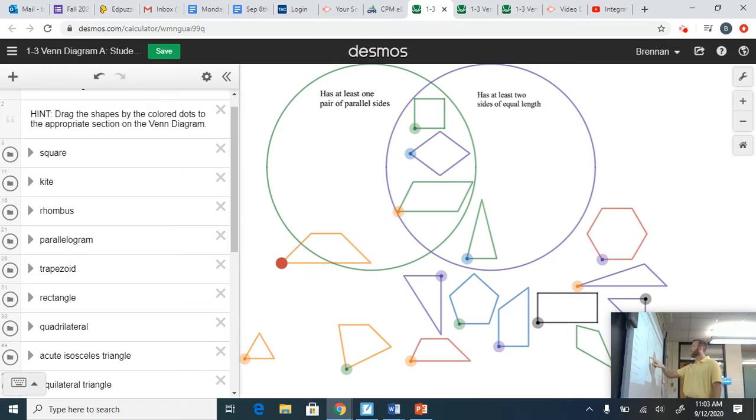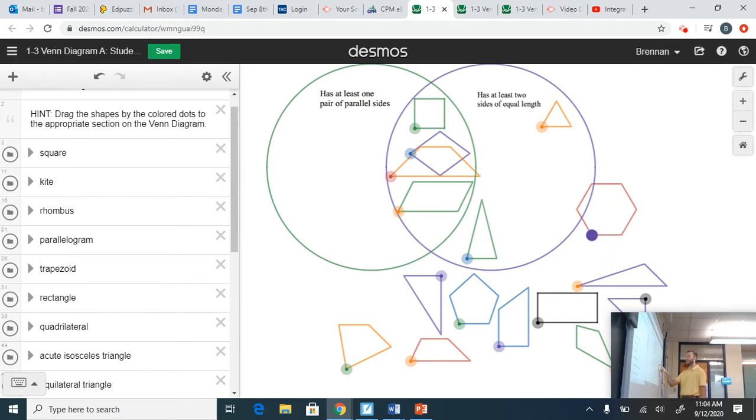Isosceles trapezoid, same thing, right? We have the top and the bottom are parallel lines, and the two sides are equal length, so that also belongs in the middle here. Equilateral triangle. It doesn't have any parallel sides, but it does have sides of equal length, so we're going to slap it there. Let's go to this regular hexagon. It does have parallel sides. If you look on the opposite side, it's parallel, and they all have equal length, so that belongs in both.